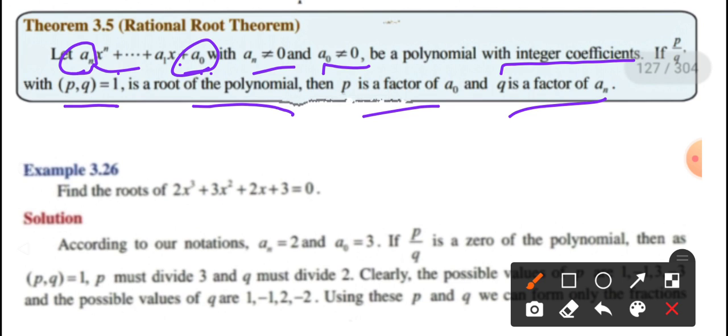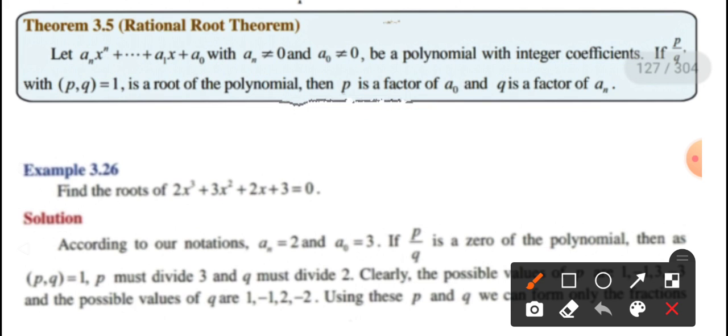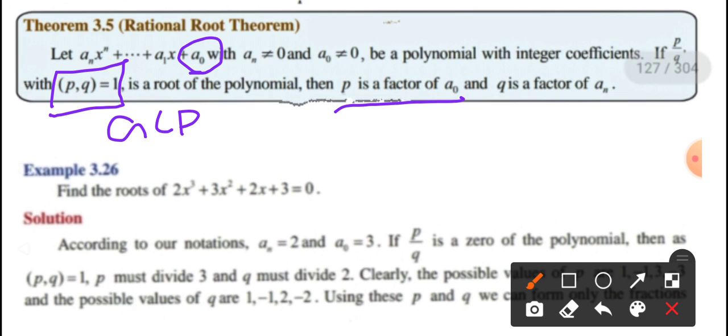We take p/q, where (p, q) = 1. What is (p, q)? Within the brackets, it means the GCD of p and q. If p/q with GCD of p and q equal to 1 is a root of the polynomial, then p is a factor of the constant term a_0, and q is a factor of the first coefficient a_n.